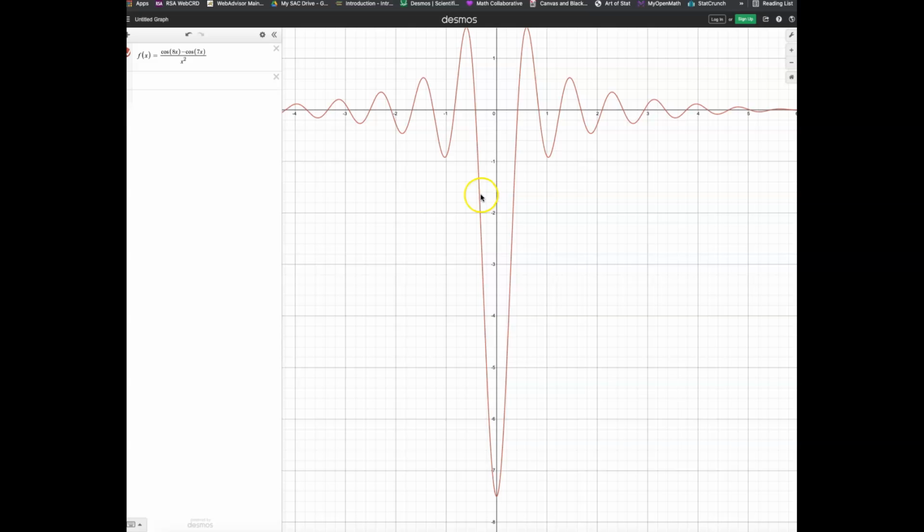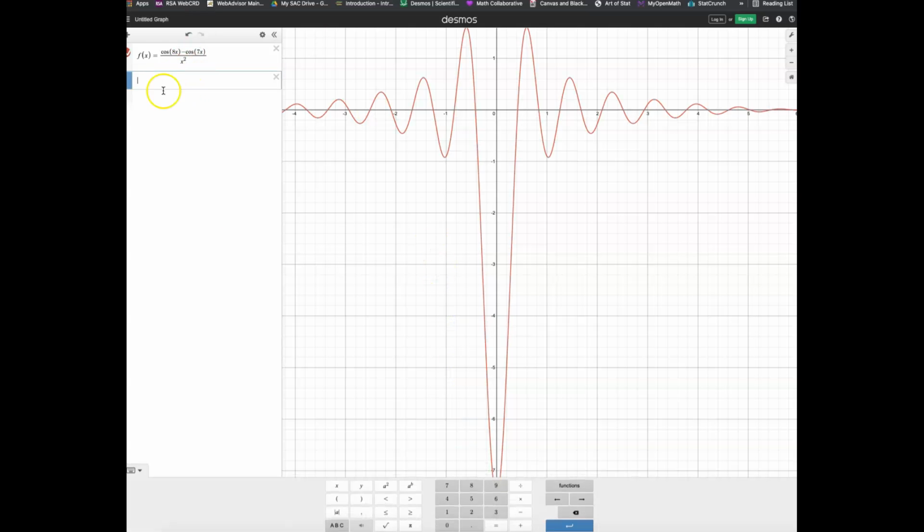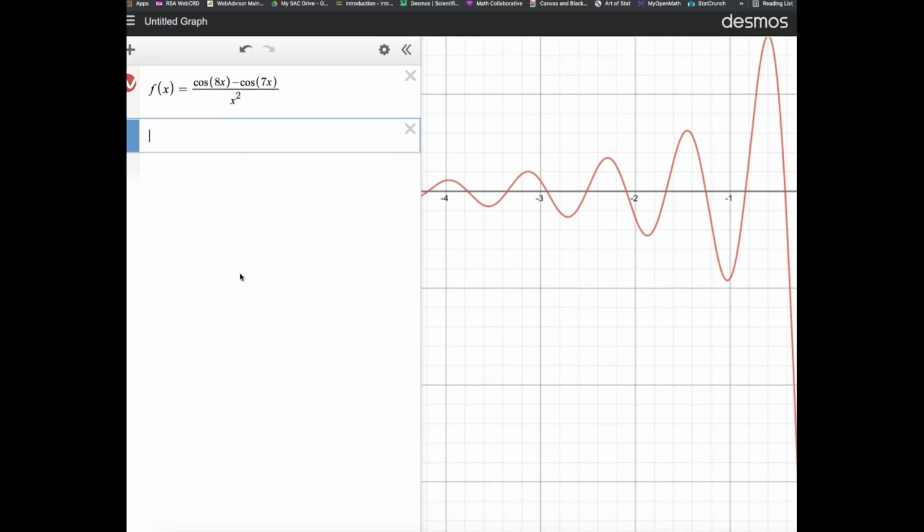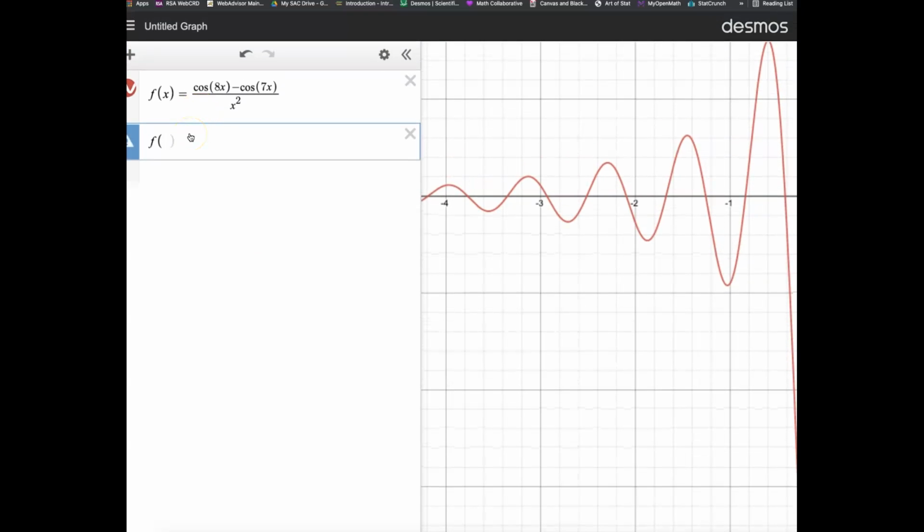As I trace along, you can see the values as you click on it. As I'm getting closer, my point is approaching x equals 0. If you substitute 0 in, here's an issue. When I plug in f of 0, it's undefined, because you can't divide by 0.